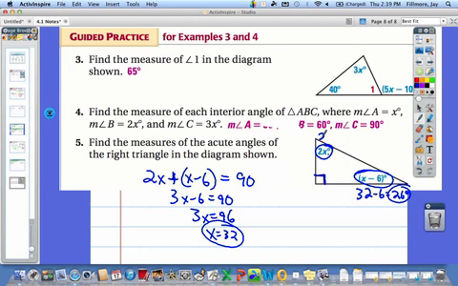And up here, 2 times 32 is going to be 64. And if I add 64, 26, and 90, I do end up with 180 as a good way to check it. So I would say that the first angle is 64, my second angle is 26.